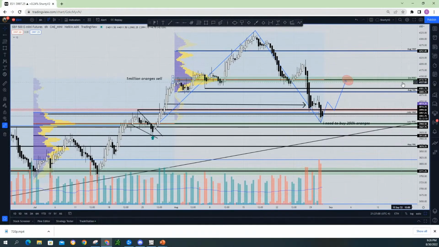Like this range here is 4120, 25 points. Somebody might say, oh man, Shorty, you're 25 points. Oh, okay. Well, I'm also buying in a range and I'm selling in a range. So it's even. It's apples to apples.